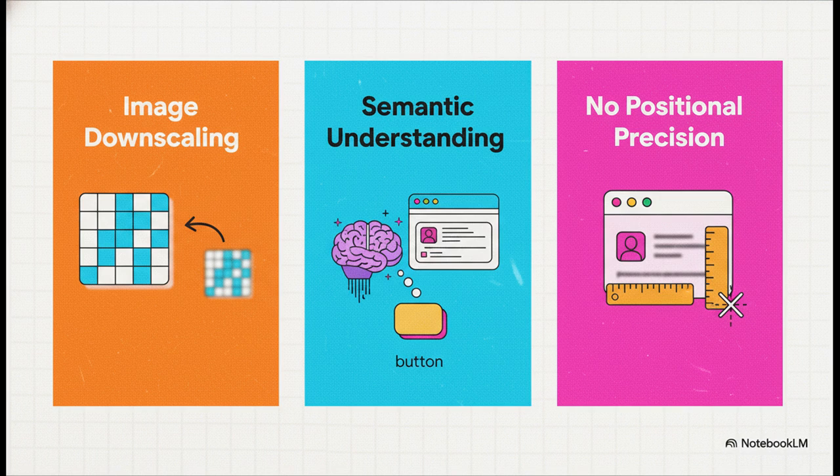Second is what's called semantic understanding. The AI gets the gist, it knows it's looking at, say, Python code, but it has no chance of telling a colon from a semicolon in that blurry mess. And third, it has zero positional precision. It kind of gets that the button is near the text, but it has no idea that the button is off by exactly 3 pixels.